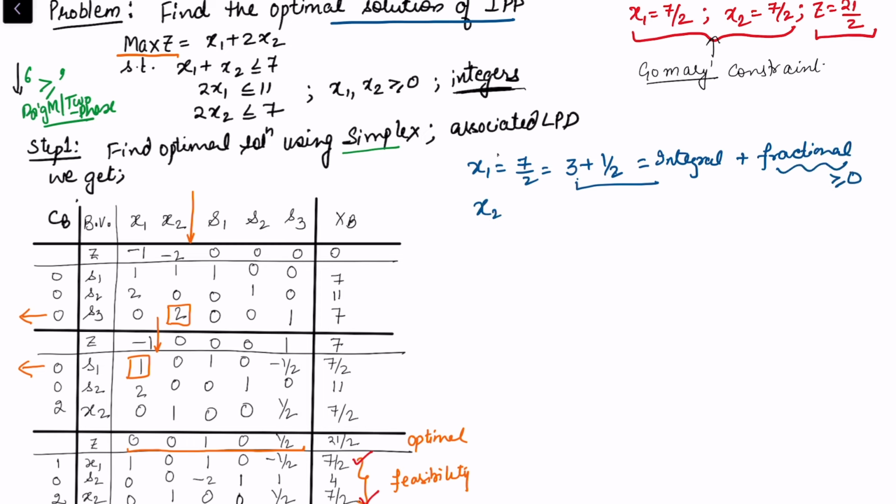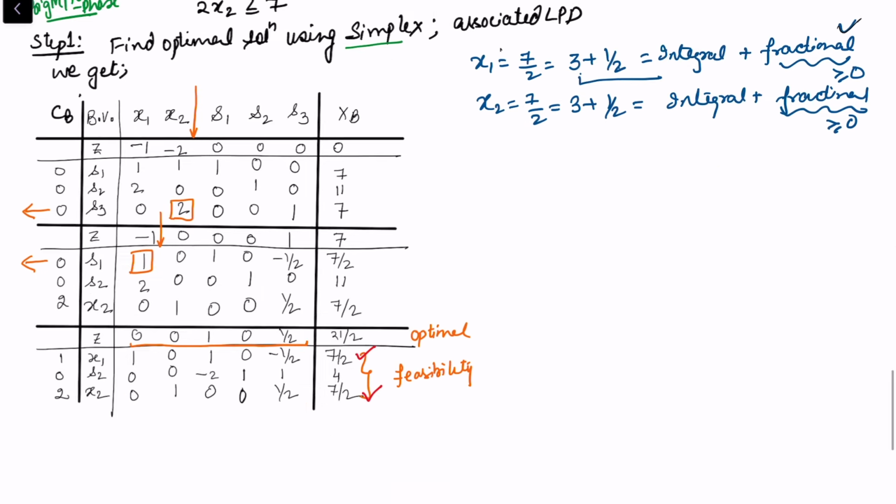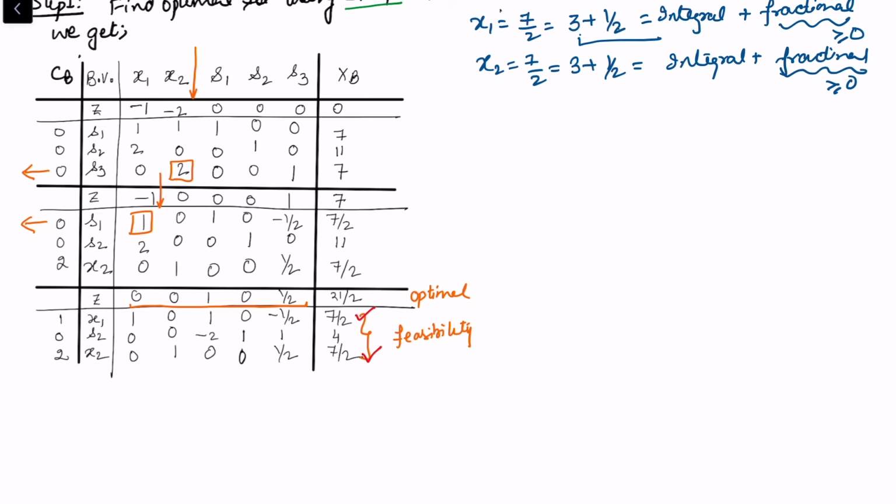We also notice that the fractional part must be greater than or equal to 0. Then we look at x2. x2 is also 7 by 2, so in this case both of them are tied and we can choose any one of them. But in case there is no tie and they are different, then we choose the one corresponding to the maximum fractional value. Since both are the same, let me assume the second row only. We can choose the first row as well.